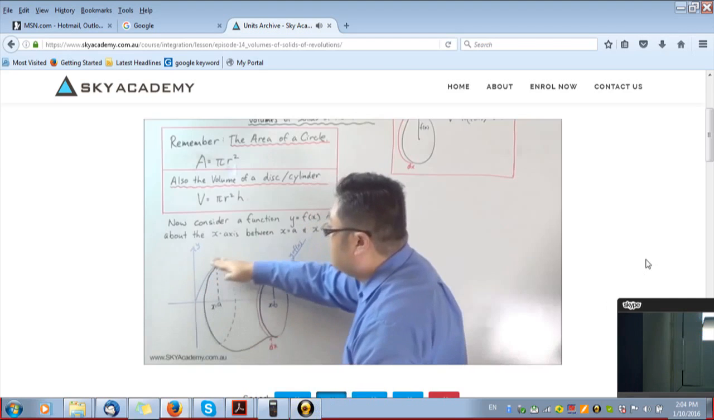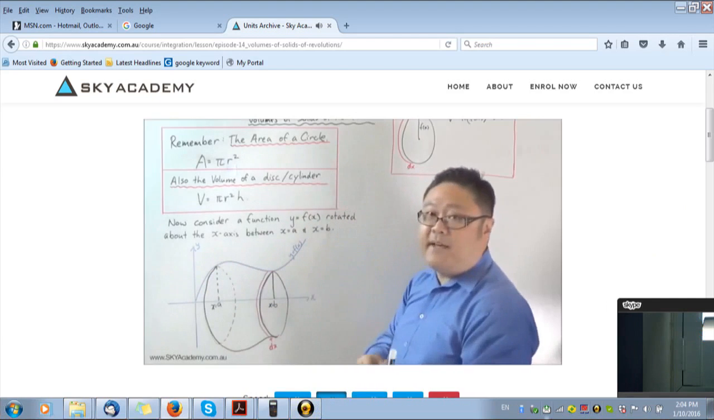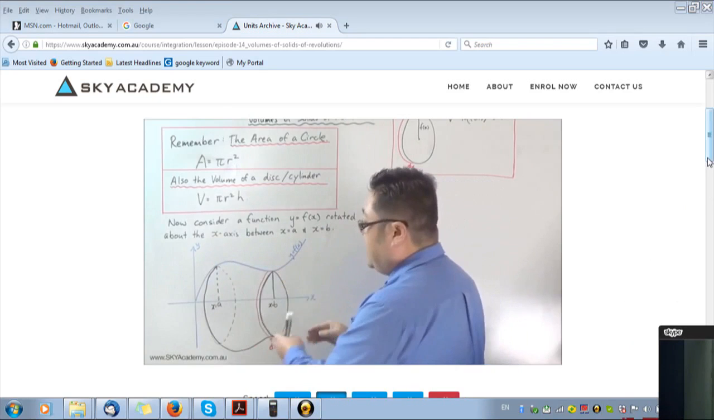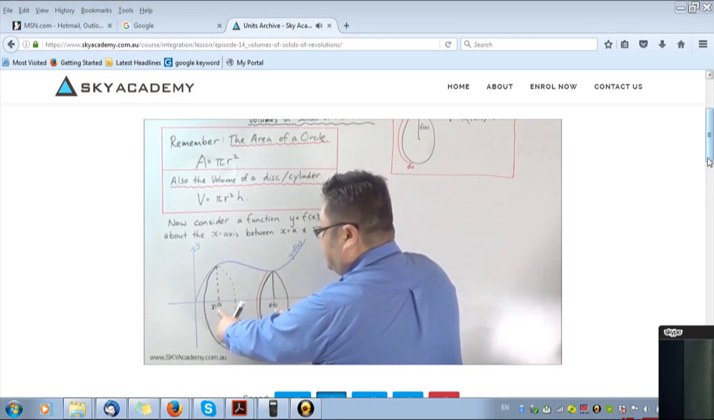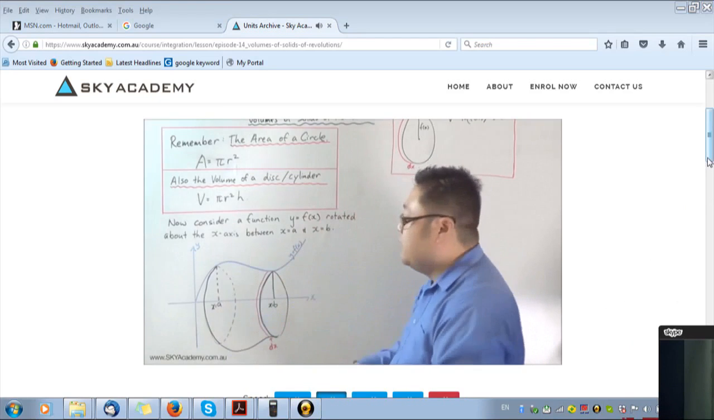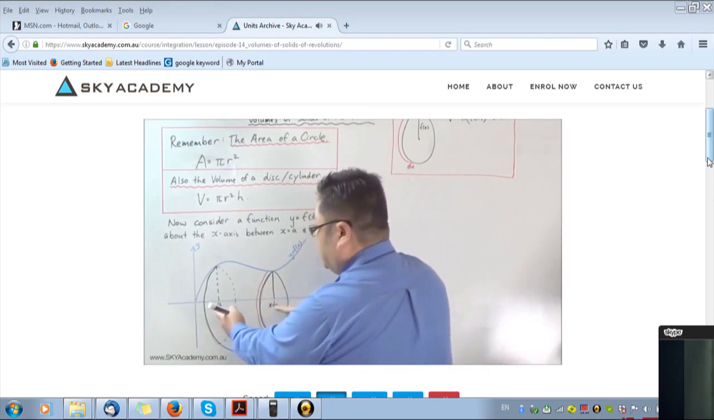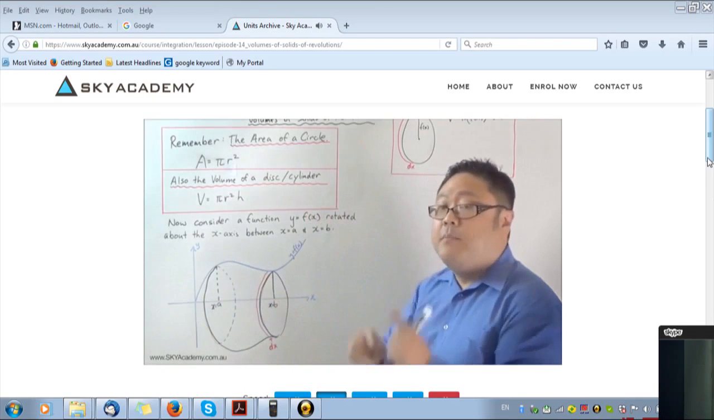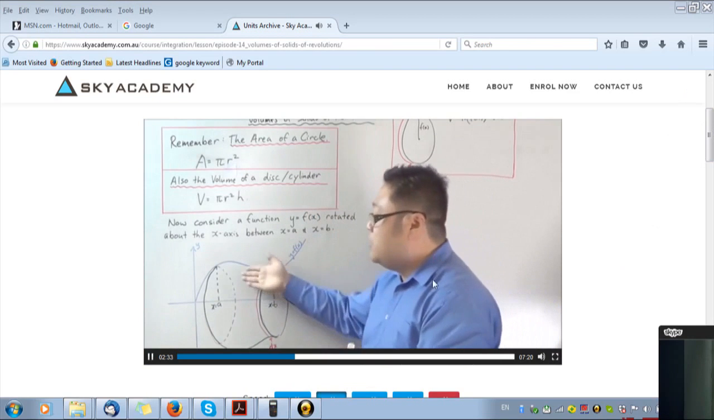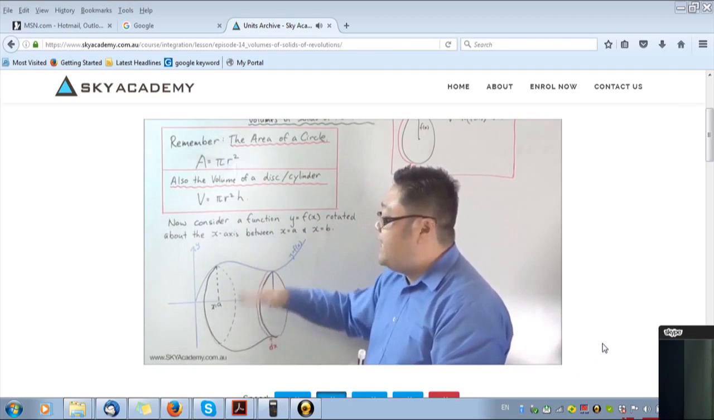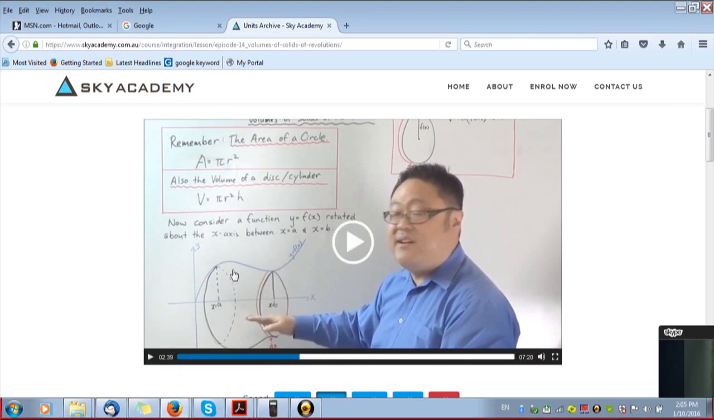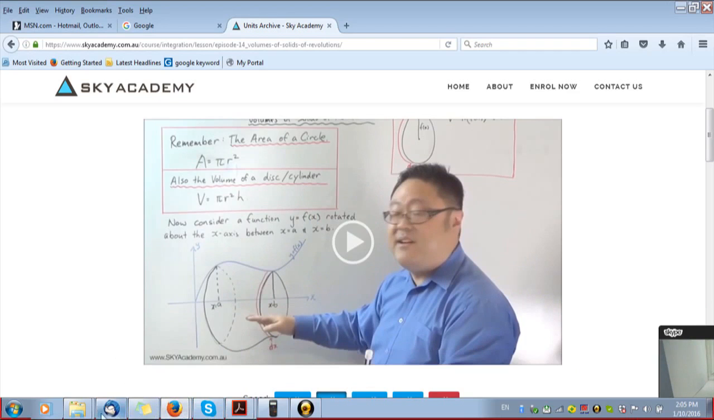So if you've got a curve, y equals f of x, say that's your curve in blue, and you're looking at the area between a and b, then the area would just be the integral between a and b, right? And that will give you the area under the curve. But what we're interested in is the volume that would result if we rotated that curve around the x-axis, right? Does that make sense? Yeah. Let me show you what I mean.